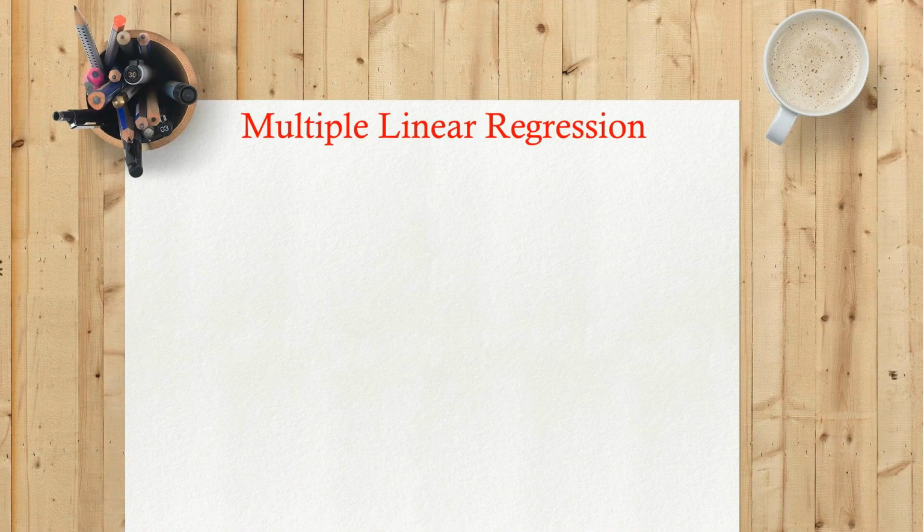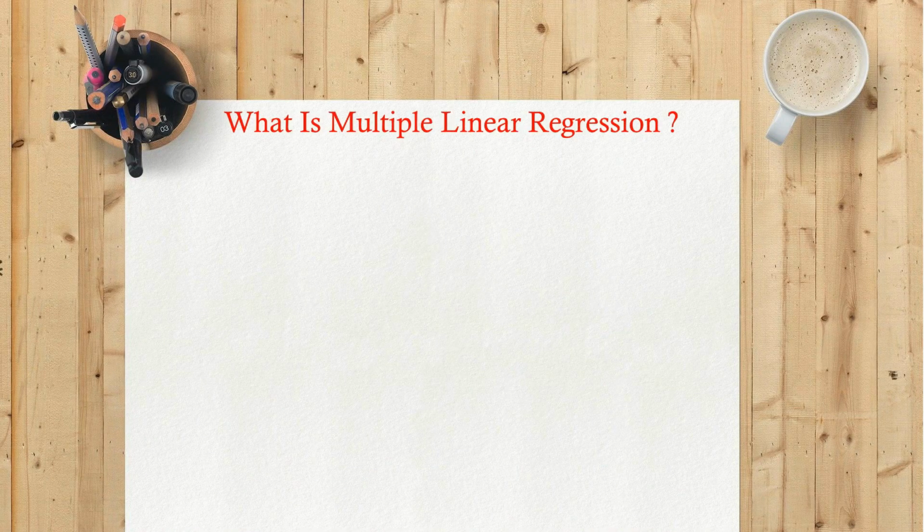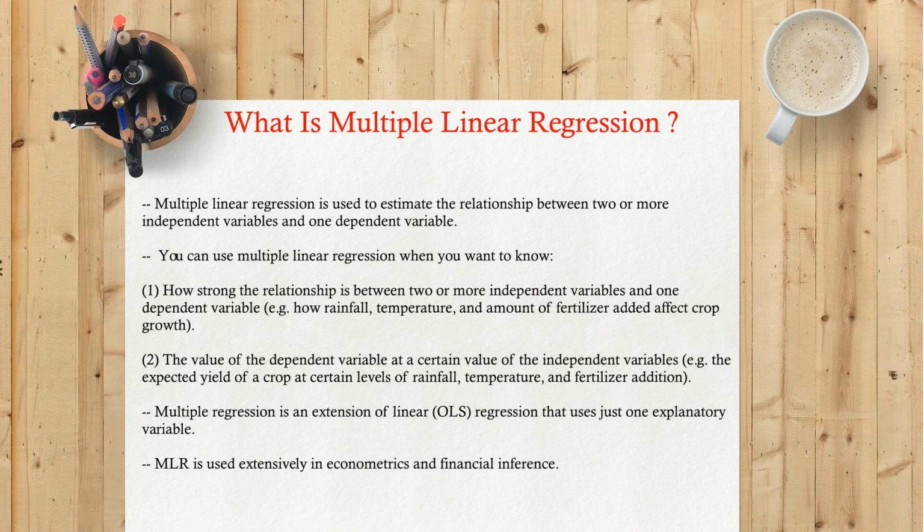Multiple linear regression. What is multiple linear regression? Multiple linear regression is used to estimate the relationship between two or more independent variables and one dependent variable. You can use multiple linear regression when you want to know 1. How strong the relationship is between two or more independent variables and one dependent variable.